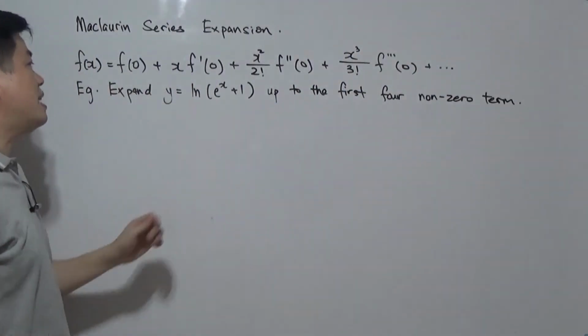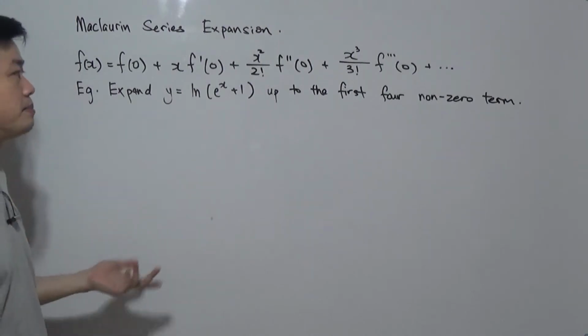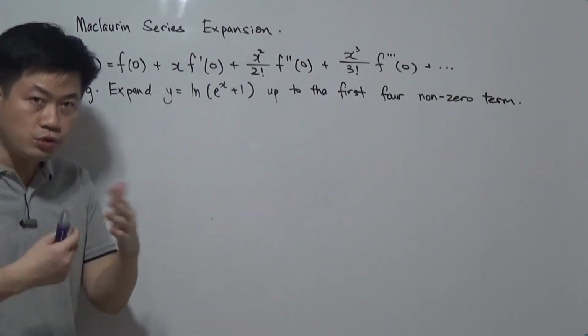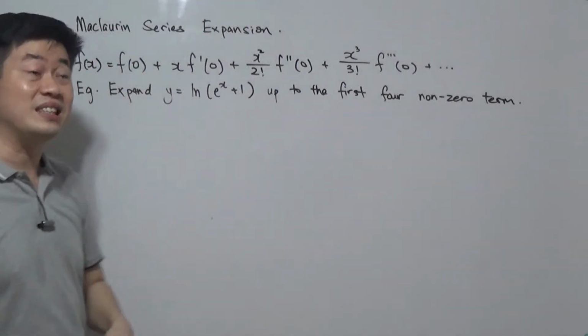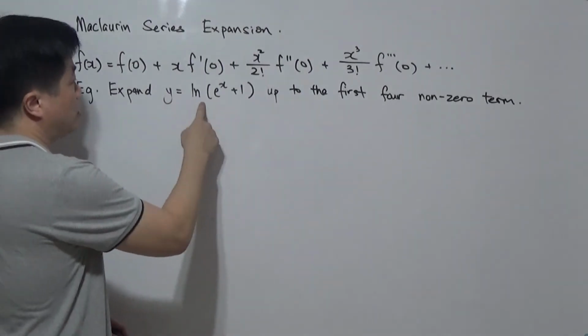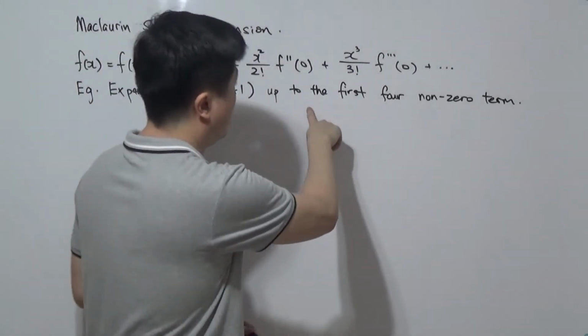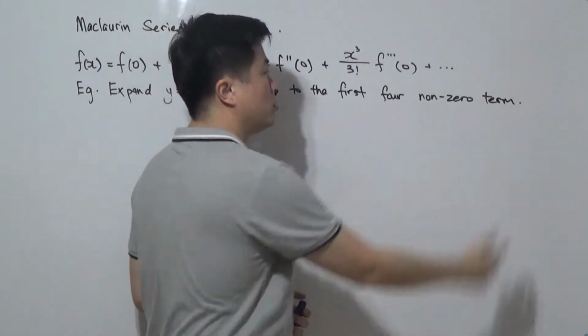Now, in this lesson, let's take a look at an example. I guess it's best learned through examples. I'll show you the steps and I'll also share with you some tips and tricks to make solving this kind of question a lot easier. So the question goes: expand y equals ln(e^x + 1) up to and including the first four non-zero terms.